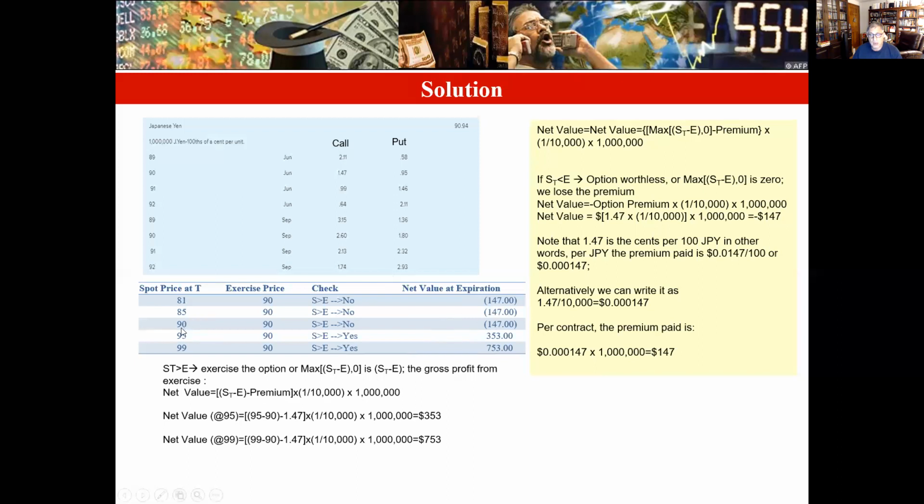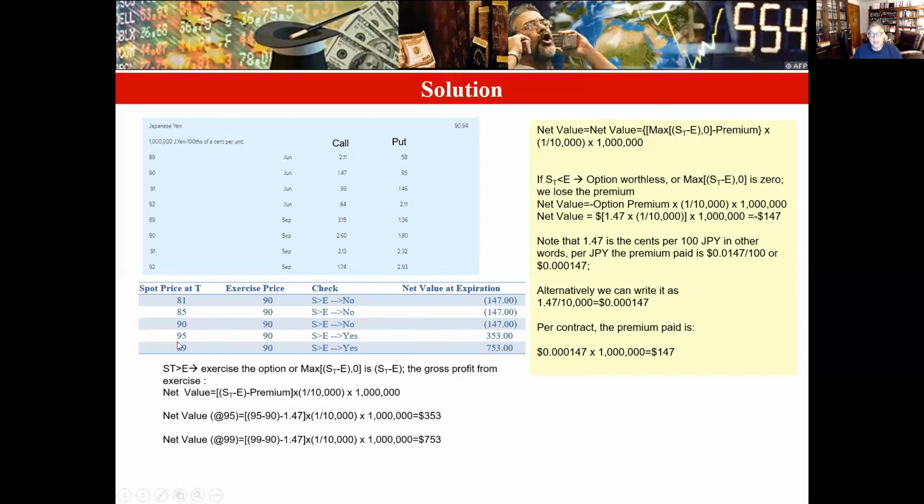The third case, where the spot price turns out to be 90, is the case where we could be indifferent between exercising and not exercising. In this case, even if we exercised, this first part is going to be 0. If we do not exercise, again, it's going to be 0. So still we incur this $147 loss. So up until the spot price exceeds the exercise price, a call will not be exercised.